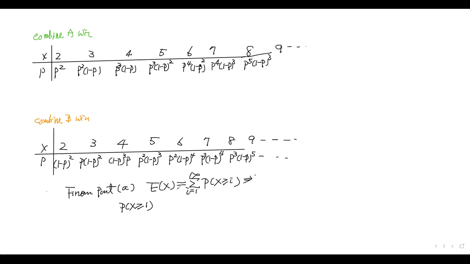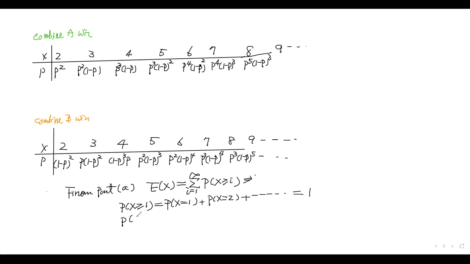So x greater than or equal to 1 is x equal to 1 plus x equal to 2, and so on to infinity. When you add all of this up, your values could be 2, 3, 4, 5, and so on. So I know if you add all of this, it will be equal to 1.